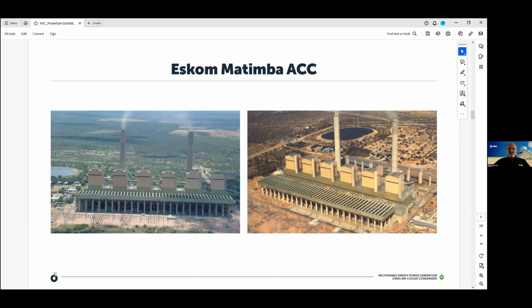So this is Eskom Matimba's ACC, air cooled condenser. The air cooled condenser is in the front here. This photo was taken from the archives of Professor Kroger, and this one was taken from the internet. Here we have 48 fan units, so it's 48 fans per boiler, that are required to drive the air through the heat exchangers. The height of this platform is 50 meters above the ground. These fans have a diameter of 9 meters.